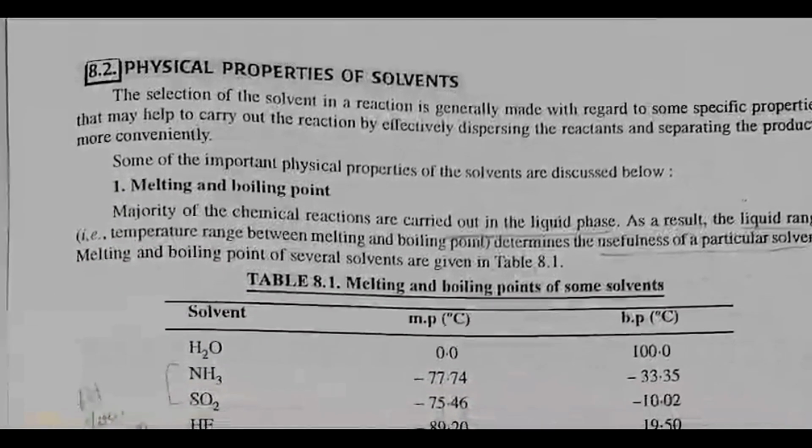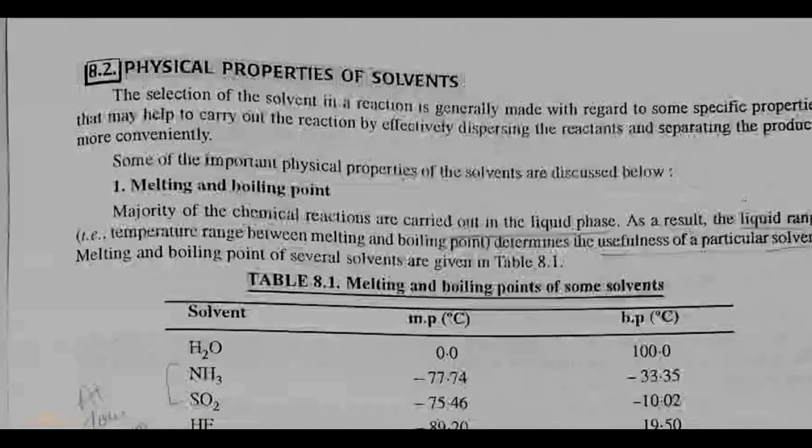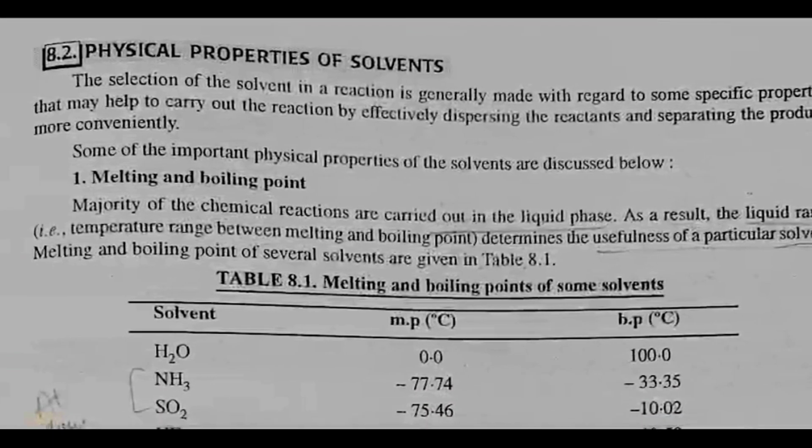8.2 Physical properties of solvents. The selection of the solvent in a reaction is generally made with regard to some specific properties that may help to carry out the reaction by effectively dispersing the reactants and separating the products more conveniently. Some of the important physical properties of the solvent are discussed below.